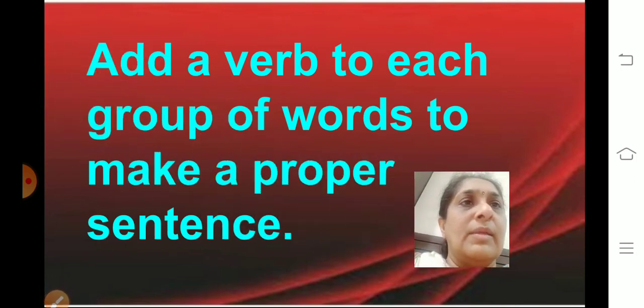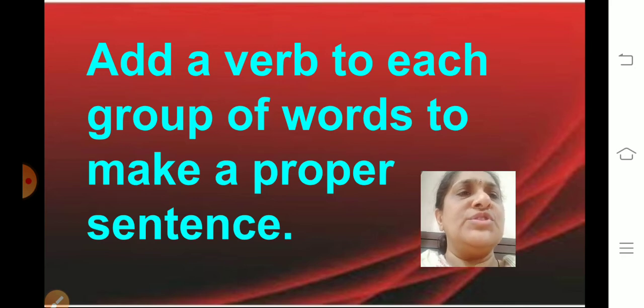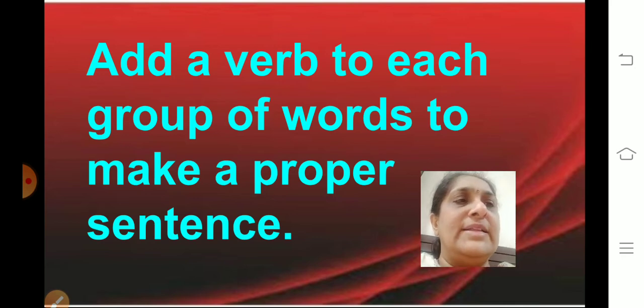Okay. Add a verb. This is another activity. Add a verb to each group of words to make a proper sentence. Now, let's see.